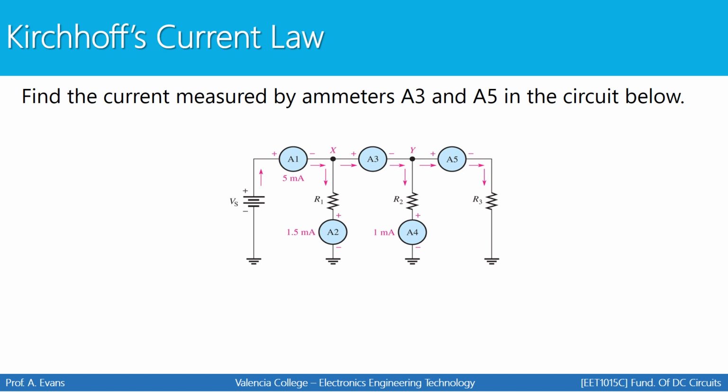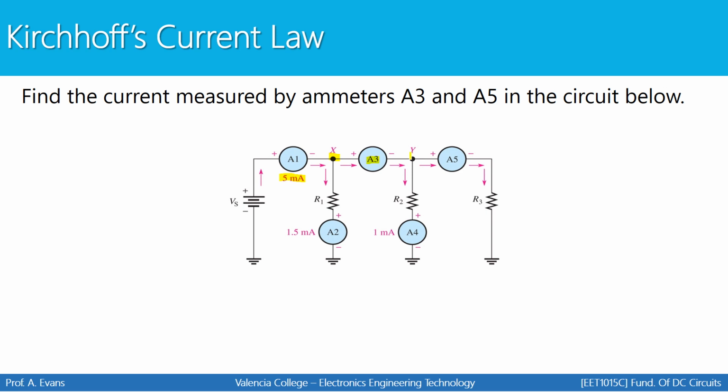Our next example has a circuit with 3 parallel resistors, R1, R2, and R3, and we have 5 ammeters. Remember, an ammeter is just a measurement tool. It's just a tool to measure the flow of current at a certain point. So these ammeters are giving us some measurements. For example, ammeter 1 is saying that there's 5 milliamps of current flowing into node X. So what we're going to do is find the missing currents for ammeter 3.